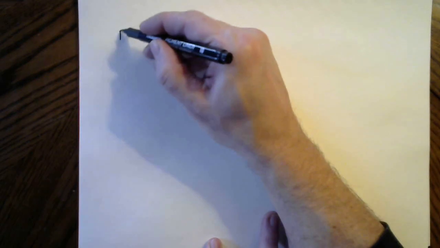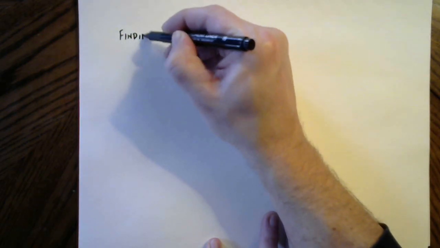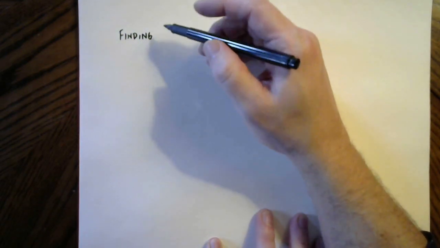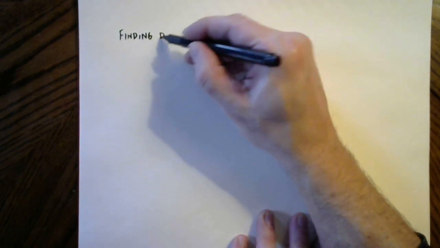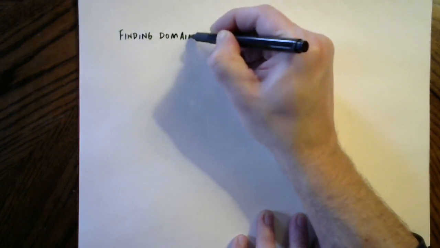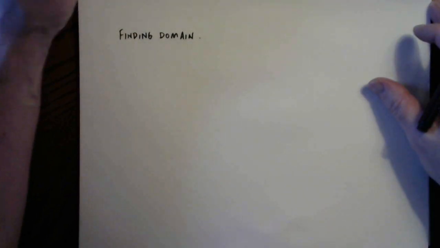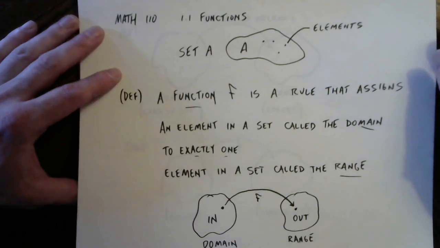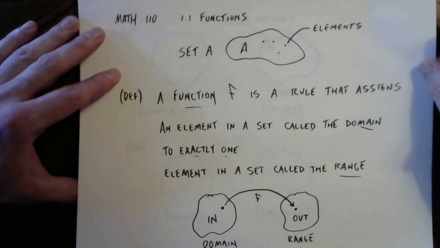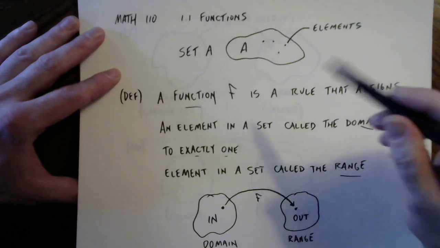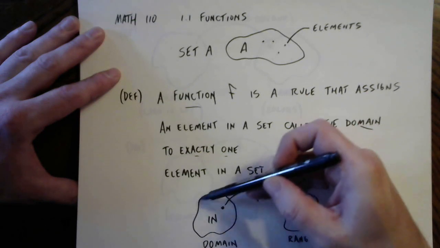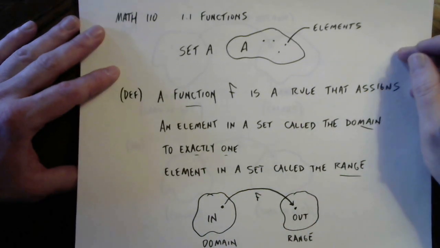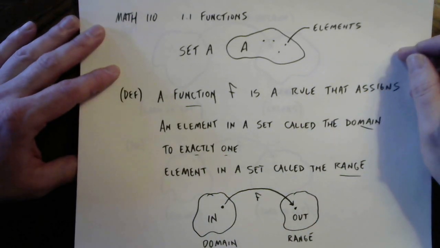So this is a problem that we're going to have to be able to do throughout multiple semesters of calculus. Given a function, what is its domain? What does that mean? Well, let's go back here. That means, what is the set of possible inputs? Because maybe not everything goes.